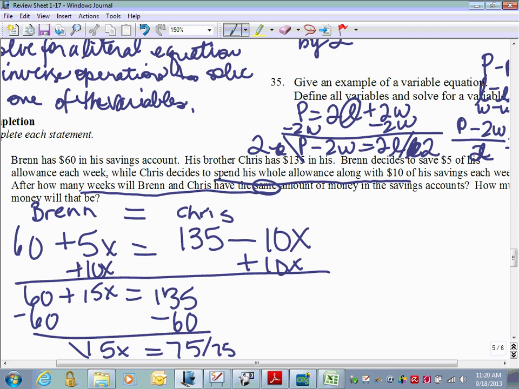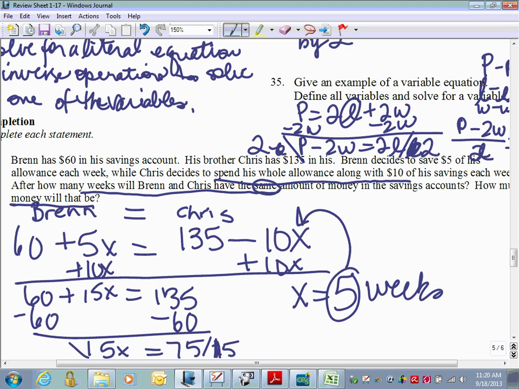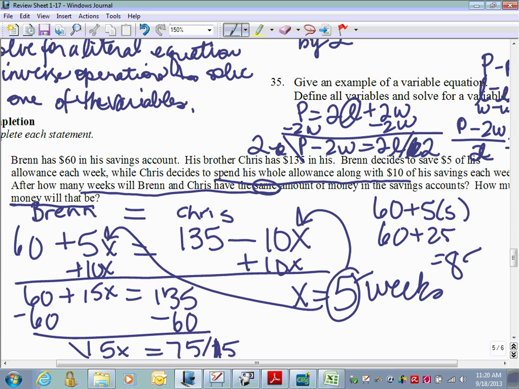Dividing both sides by 75. Whoa, by 15. And x equals 5. So after 5 weeks, they will be the same. The second question is, how much money will that be? So I've got to take this 5 and either plug it in for Chris's x or for Bryn's x. It looks easier for me to do Bryn. So Bryn is 60 plus 5 times the number of weeks. 5 is the number of weeks, so that's 5. 60 plus 25 is $85. So the two answers to this are 5 weeks and $85.